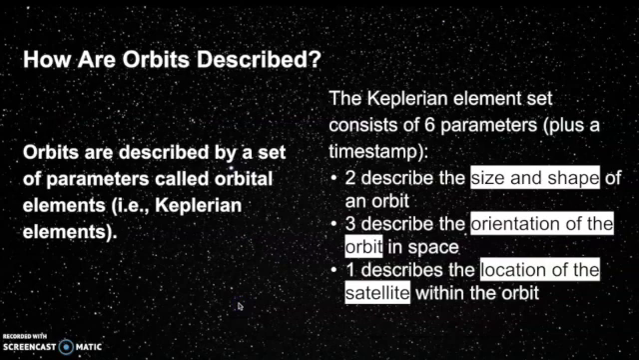So how are orbits described? Well, orbits are described by a set of parameters called orbital elements, or Keplerian elements. The Keplerian elements consist of 6 parameters plus a timestamp. 2 of the elements describe the size and shape of the orbit. 3 of them describe the orientation of the orbit in space, and then 1 describes the location of the satellite within the orbit.